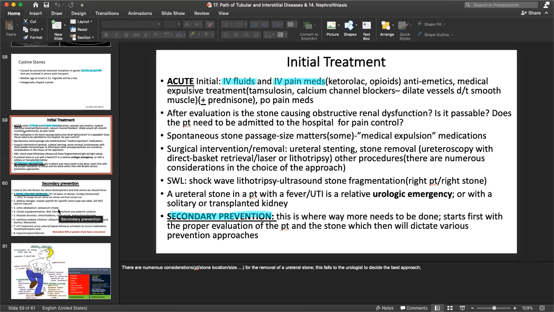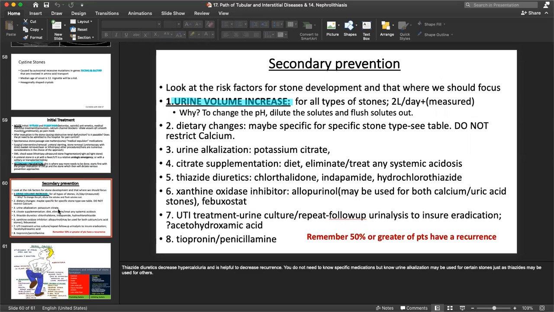Okay, secondary prevention is when we look at the stone, we can try to come up with some approaches. So for all types of stones, increase urine, so we pee them out. For potassium citrate, alkalize the urine. You might have to do dietary changes. Don't restrict calcium anymore. Citrate supplementation with citrate stones. Thiazides can help. Xanthine oxidase inhibitors like allopurinol for the uric acid stones. And then UTI treatment.